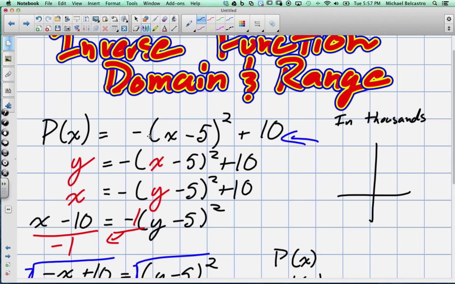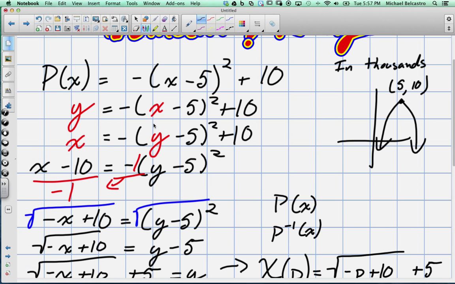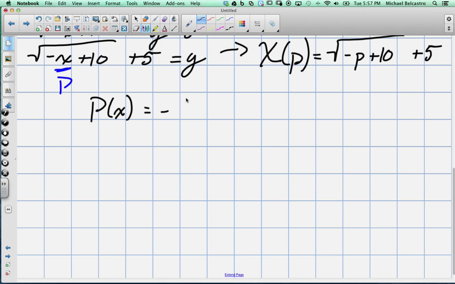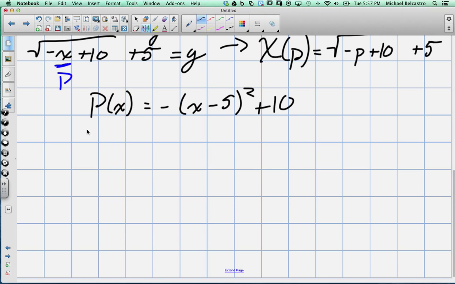Okay? Essentially, this is facing downwards. It's positive 5, so our vertex is at 5 and 10, so we'll say it's about here, and it's heading downwards, and we know it's continuous. So with that in mind, I'm going to write the two functions out. P of x is negative (x minus 5) squared plus 10, and x of p is equal to the root of negative p plus 10, plus 5.